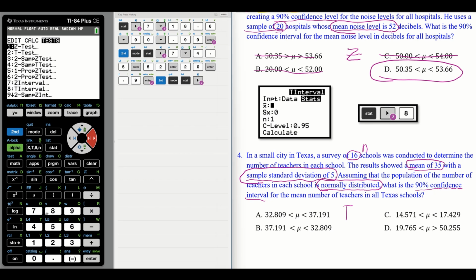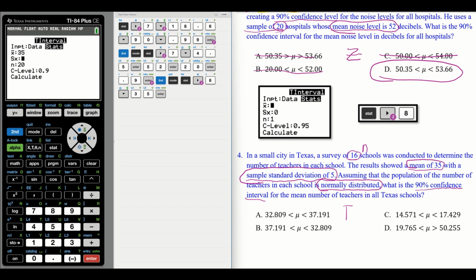So let's try that. Let's go with 8. Okay, and we have 35. Now that's asking for a sample, and that's what we have to put in. That's what a T interval does. It is specifically for the sample standard deviation. So we're going to put in a 5, enter, and how many schools surveyed. And they want a 90%. That's already entered.